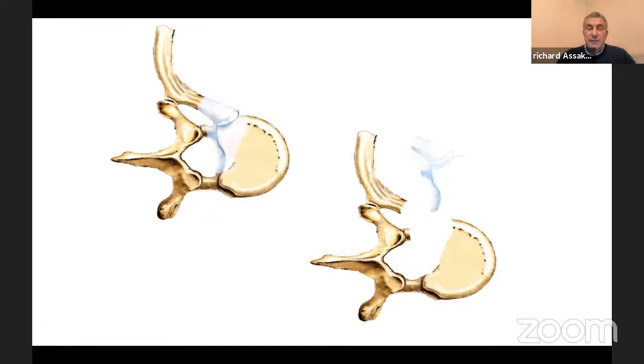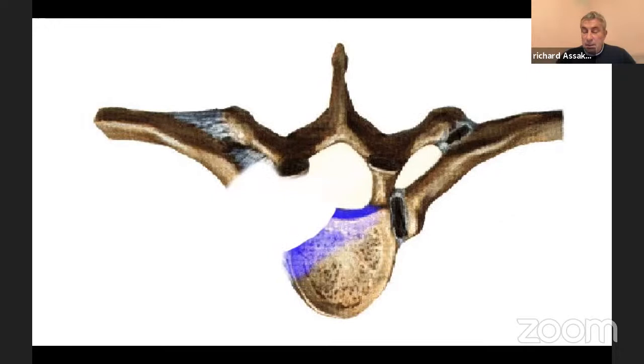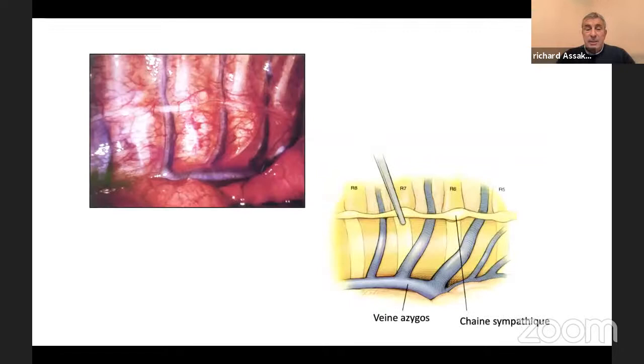So typically what I'll do is go first to the lateral part of the body, drill the head of the rib, drill a part of the pedicle, drill the body, and then I will penetrate in the canal and dissect the herniation. And you'll see this under the microscope and the scope. So from the anatomical views, this is what we get here.